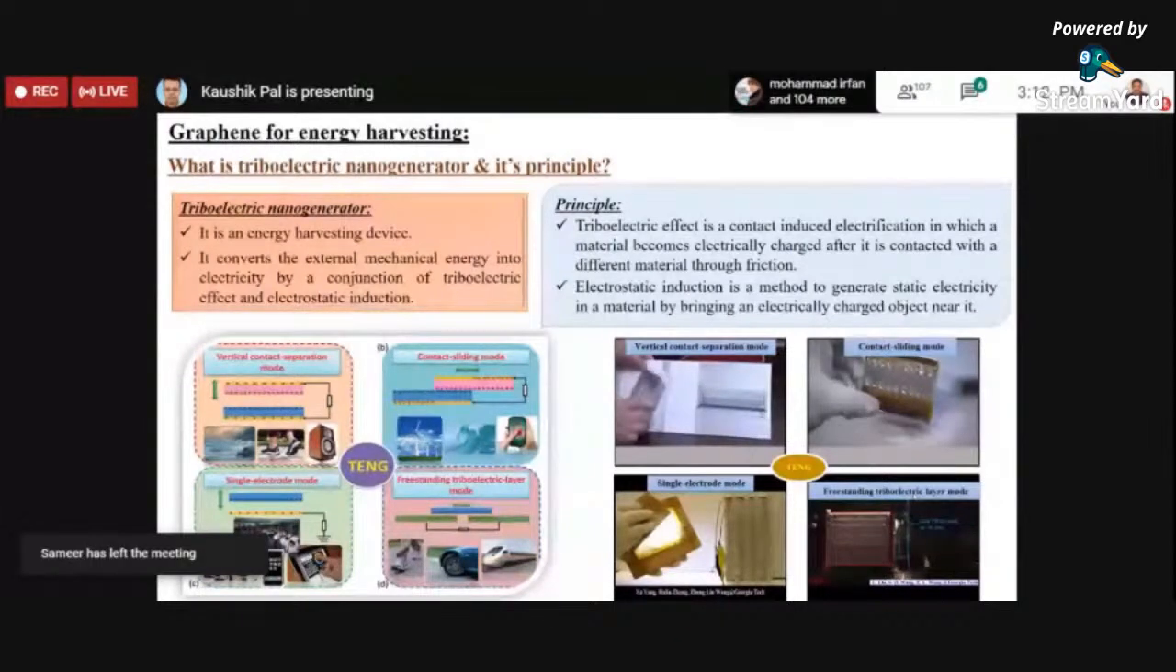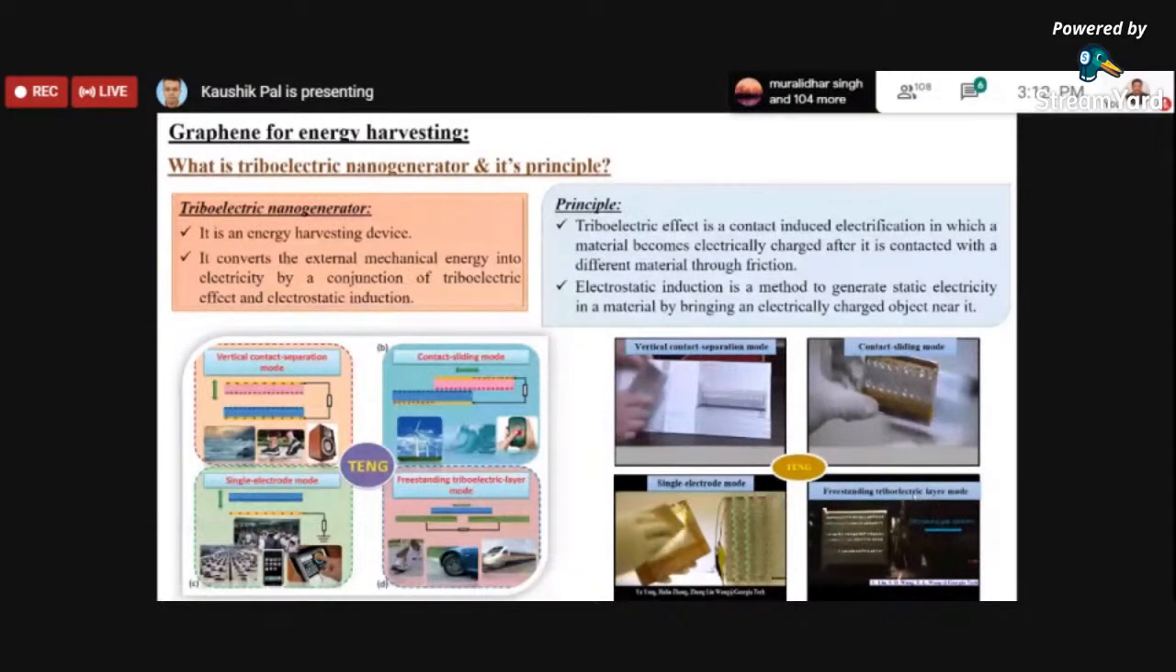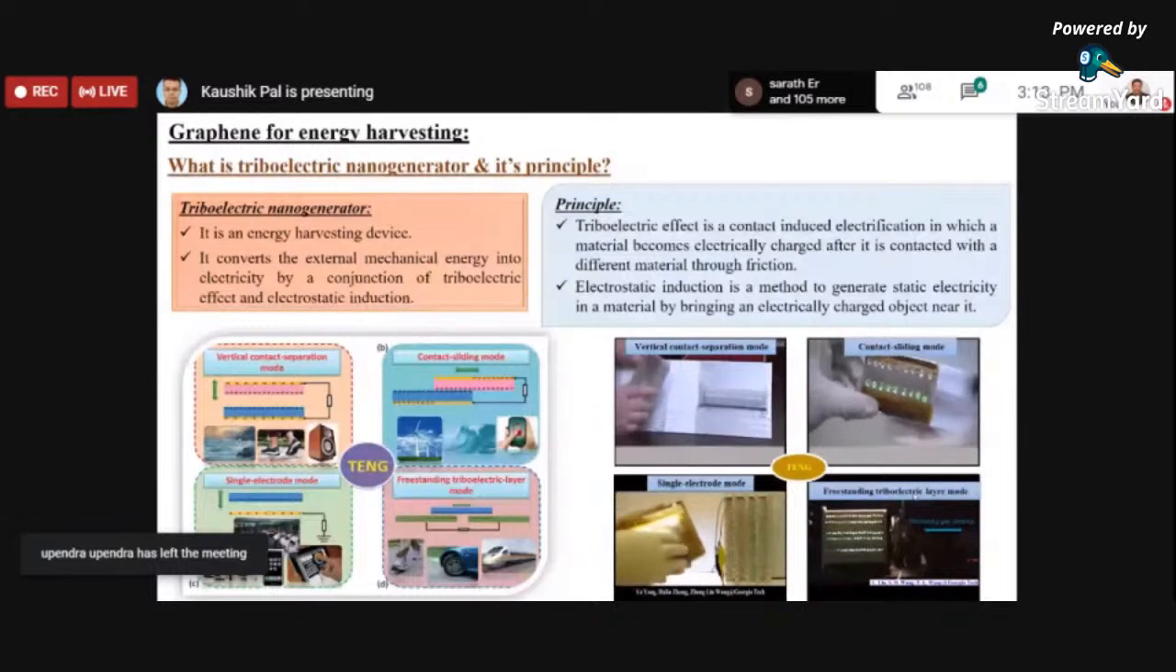Simply we take the two palms of our two hands and rub them. When we are rubbing, we get certain heat, so the friction has been converted into heat. In this particular case also it is the same thing: we are rubbing, and by that we are generating electricity. So basically it is an energy harvesting device. It converts external mechanical energy into electricity by a conjunction of the triboelectric effect and electrostatic induction.